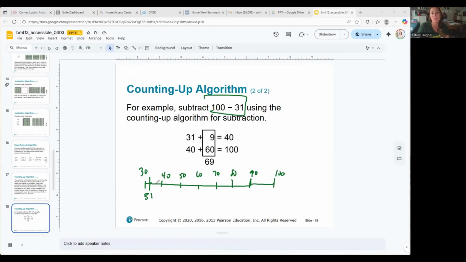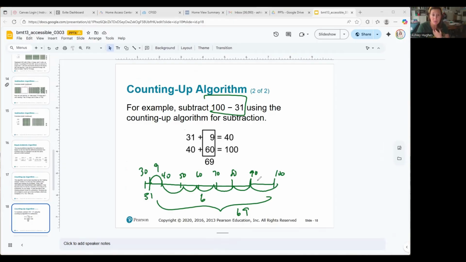So you can do one of two things. They're showing count to 40 first. So if I need to count to 40, I'm going to count 9 here. And then how many tens do you have? 1, 2, 3, 4, 5, 6. Because you know 6 and 4 makes 10. So you have 69 is the combined difference.